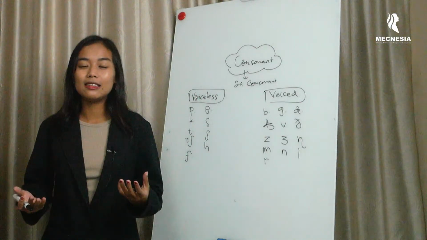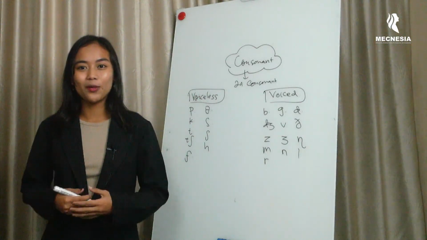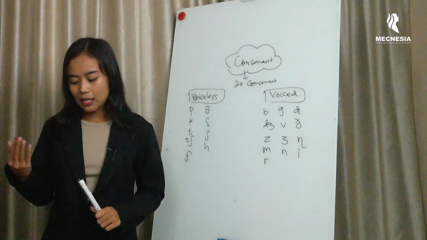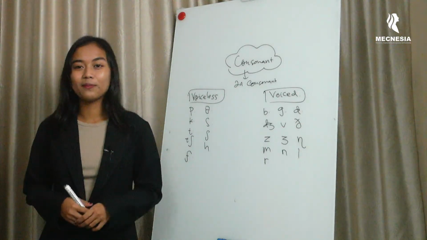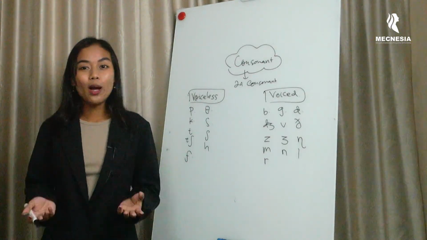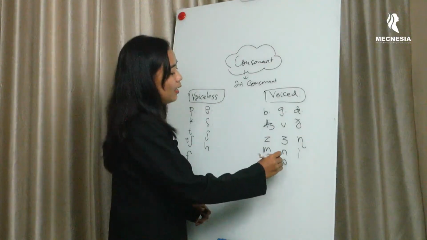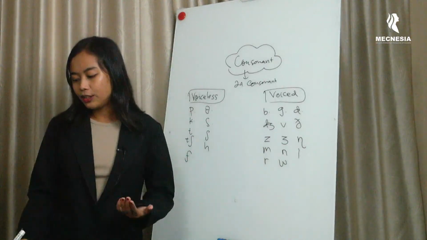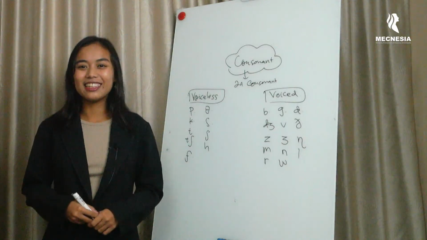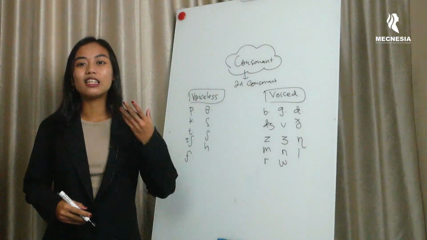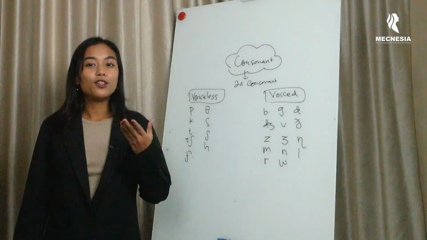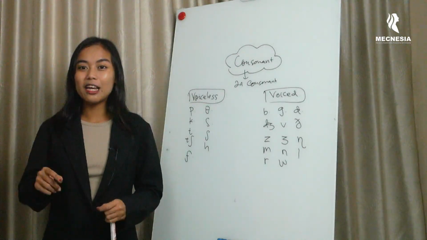Next, w sound. W sound. Bunyi w. And we will find it in the word wet. Wet. Let's say it together. And the last is y sound. Y sound. Y sound ini bakal kita temuin di kata you. You. One more time. You.